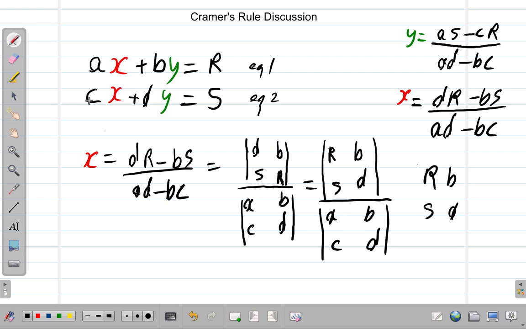When you write A, B, C, and D as a matrix, notice it's the same thing as you have here. So basically, what you're doing is that first of all, A would be up here, C would be down here. You erase the A and C and put RS instead. Now, that is X.